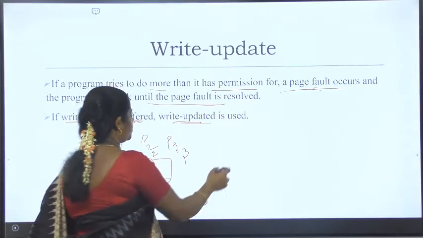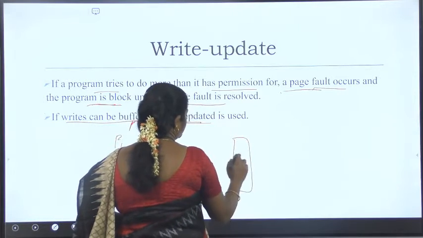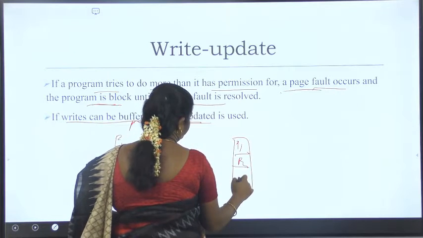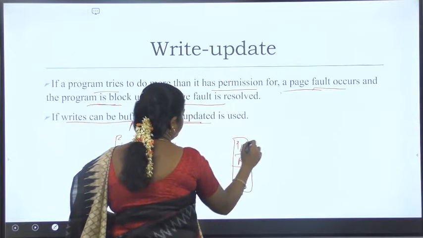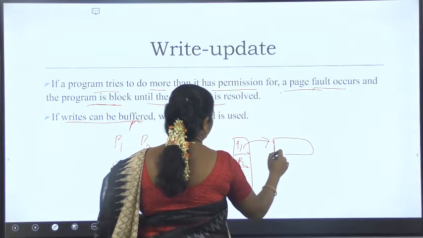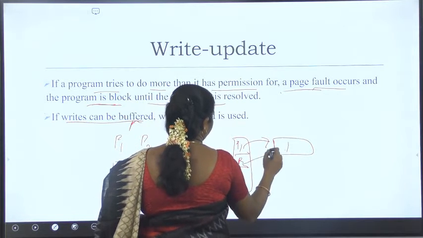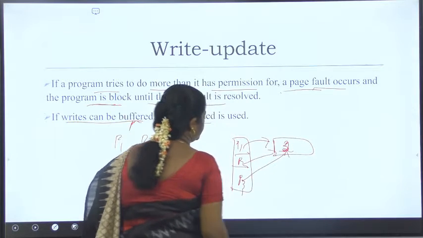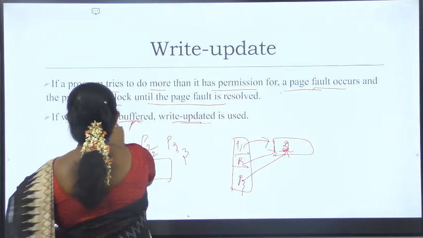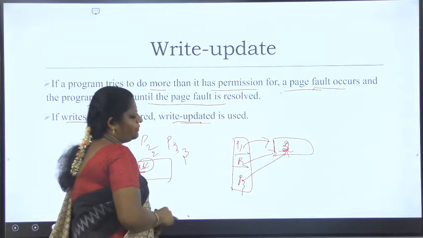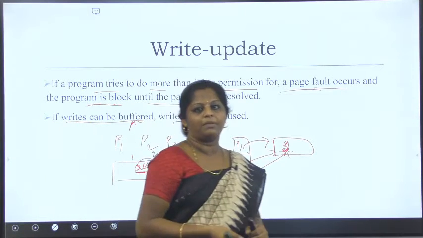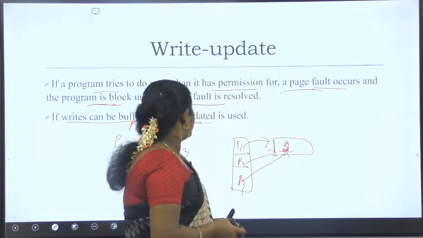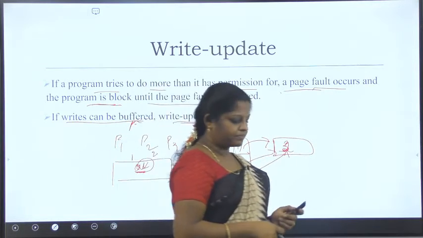Based on the priority, it will be stored in the buffer. First one will be P1, then P2 and P3. One by one it will go and update the value. First it will update it as 1, then it will be updated as 2, and the third time it will be updated as 3. So that time only, if the write is buffered, then only the write update will be used. So this is nothing but the write update.